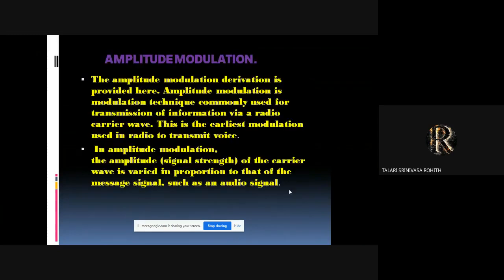From here onwards, Rahul will take over the session. Now let's talk about amplitude modulation. Amplitude modulation is the technique commonly used for transmission of information via a carrier wave. This is the earliest modulation used in radio. In amplitude modulation, the amplitude of a carrier wave is varied in proportion to the message signal.